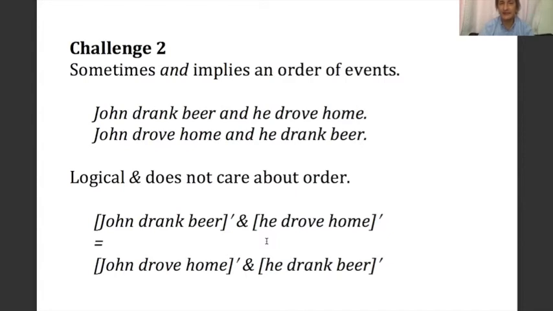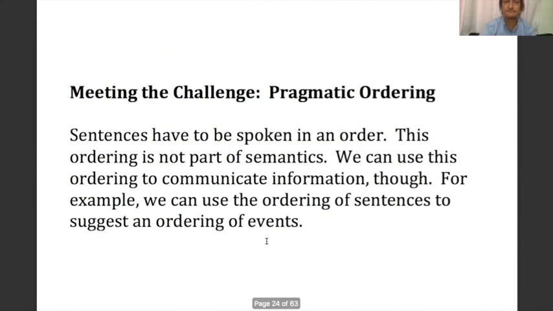Assuming, of course, that he is John in both cases. So what can we do to meet the challenge? Well, in this case, perhaps we can appeal to ordering outside of the semantics, but in the pragmatics. So when you say two different sentences, we can't do those two at the same time.